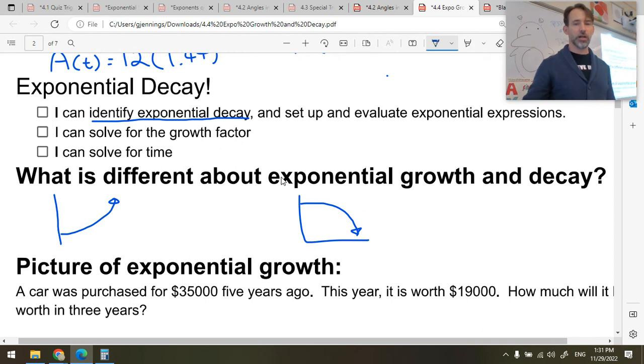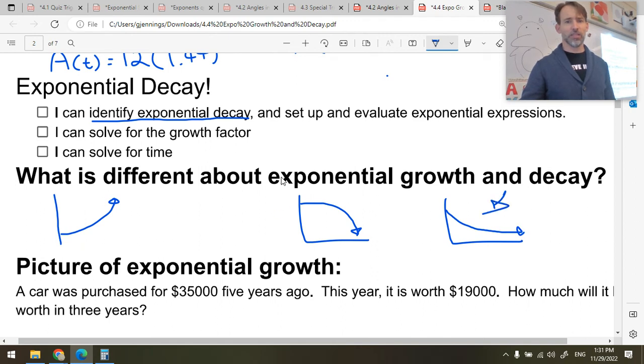Exponential decay is, oh, sorry. Exponential decay doesn't look like that. It looks like this. That's exponential decay, that one. This is not that. That's a flipped exponential growth. Okay, this one is exponential decay.